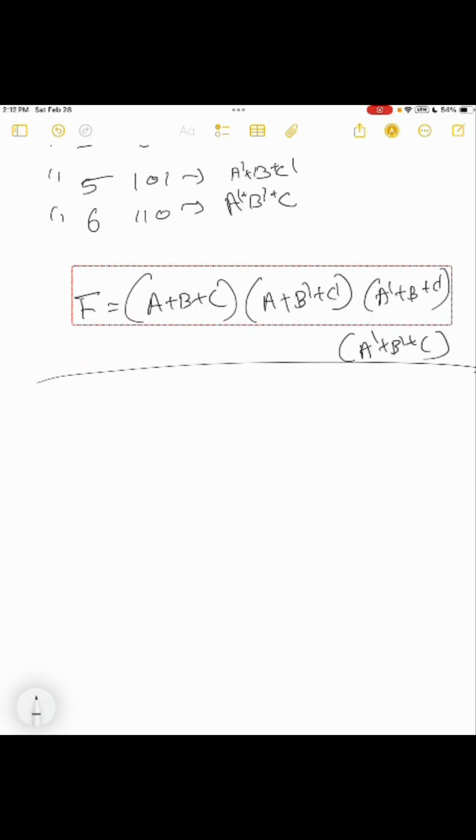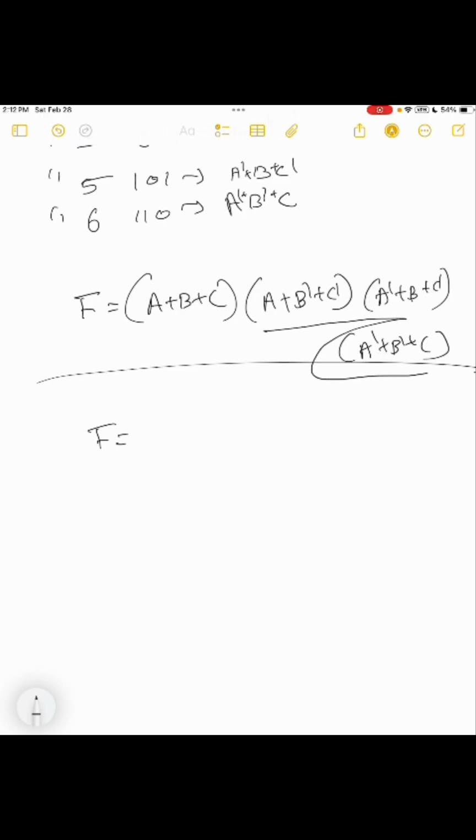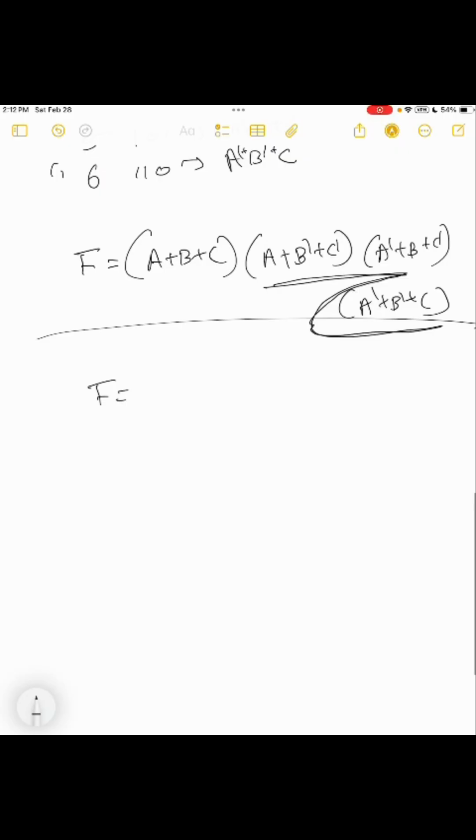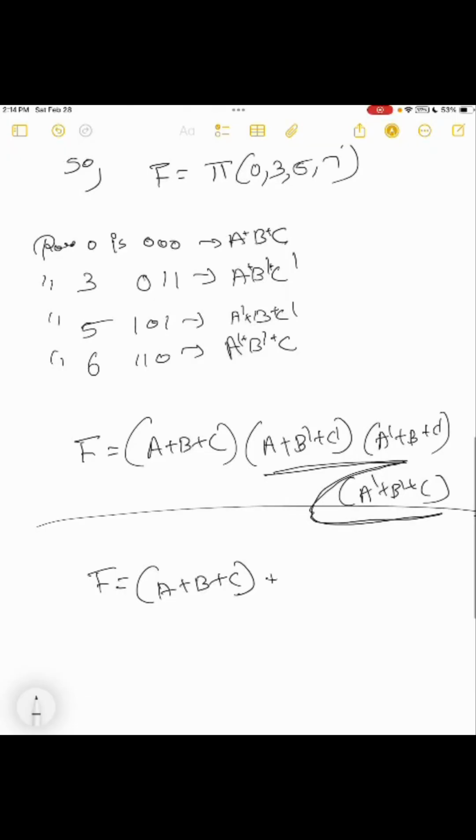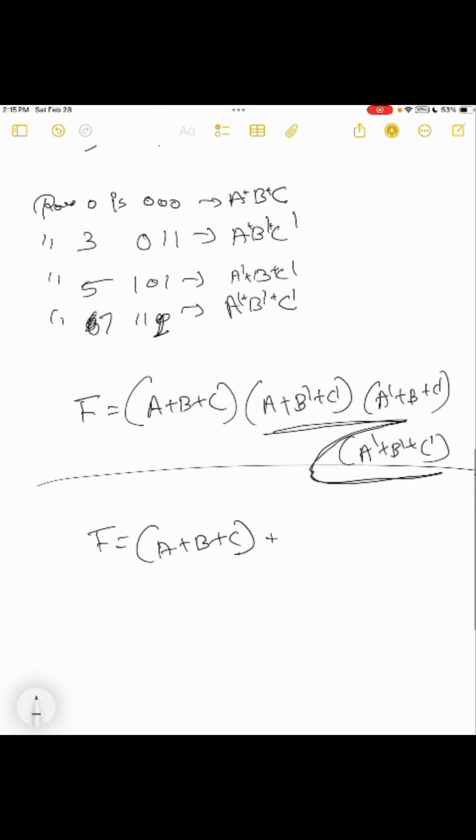For the final standard POS, it is a simplified product of sums form, a valid simplified standard POS for the same function. It will be a simplification of these terms. Okay, maybe I made a mistake over here: it is not row 6, it's row 7. So A dash plus B dash plus C dash.